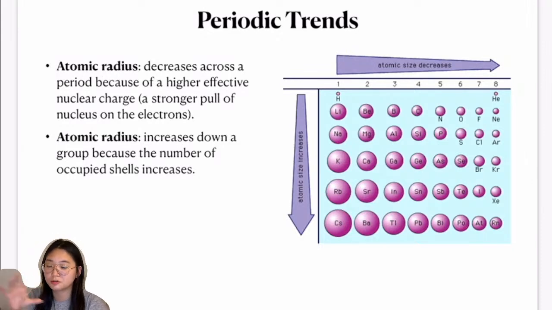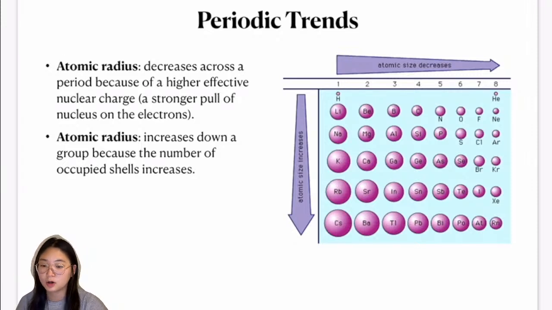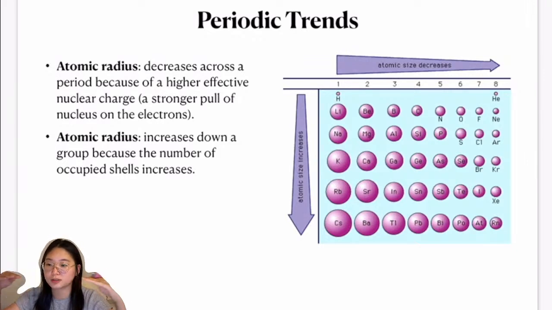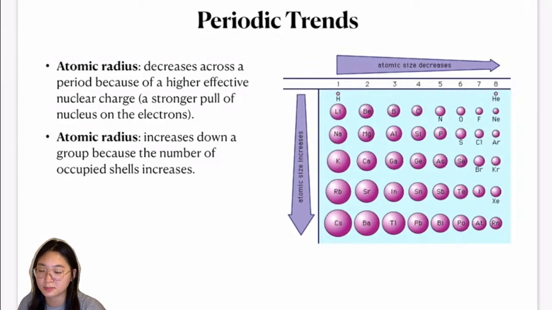When you go from left to right across the period, the atomic size decreases. This is because all of the atoms on one single row are on the same energy level, the same shell. But when you go from left to right, the number of protons in the nucleus increases. This means that the effective nuclear charge increases.